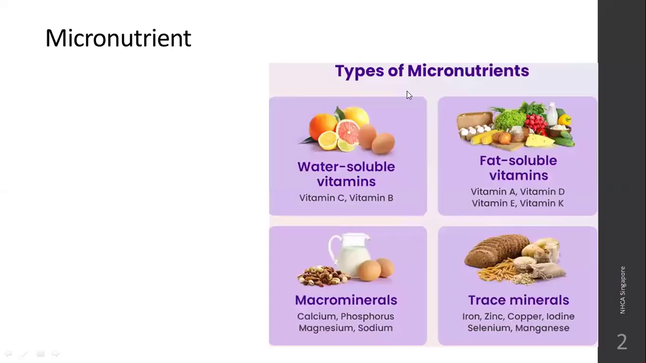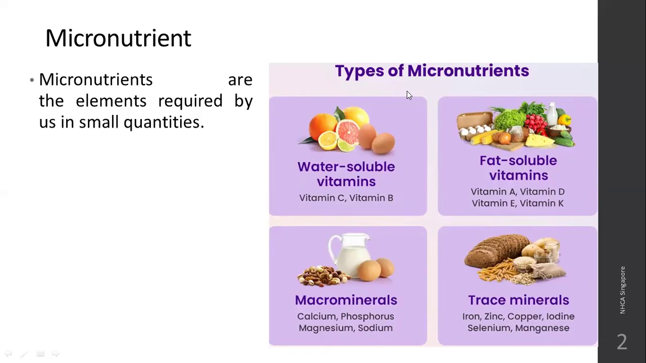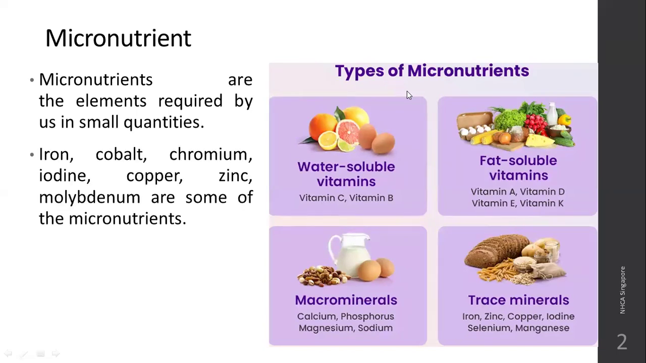So micronutrients. Micronutrients, or functional foods, are elements required by humans in very small quantity. These fight diseases and they also supply antioxidants. Any food that is rich in micronutrients is automatically rich in antioxidants as well. Iron, cobalt, chromium, iodine, copper, zinc, molybdenum are some of the examples of micronutrients.